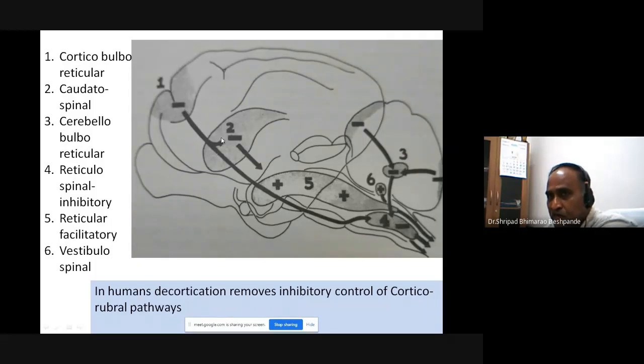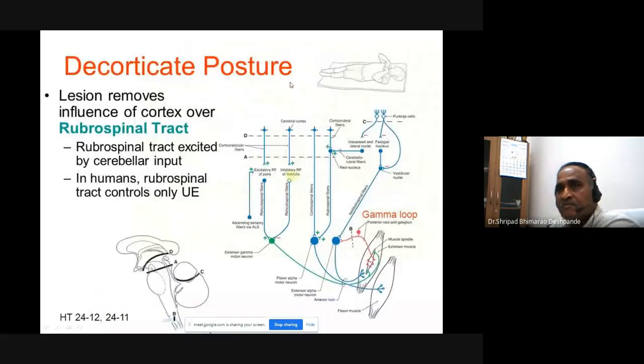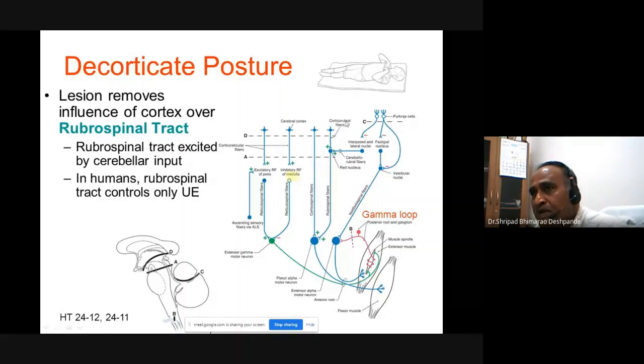The corticorubral pathway, the rubral is coming here. This inhibitory component is lost. So this means the basal ganglia, and here is the red nucleus. So this is what has happened; you get this figure in Ganong. This is what decortication is, and here is the corticorubral pathway. You can just see that a short neuron.